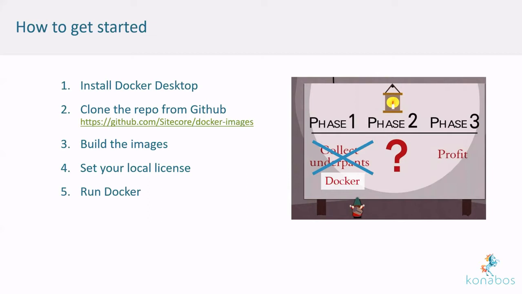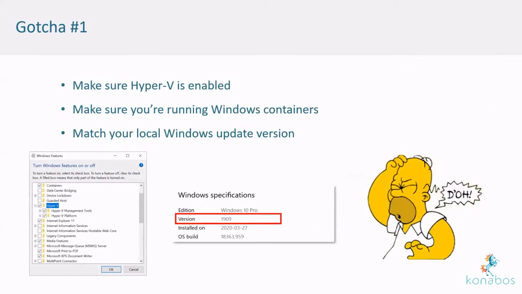So if you want to get started, install Docker Desktop. That's a prerequisite. That's going to be required, obviously. Clone the repo from this GitHub repo. Build the images. Set your local license file, and then you can run Docker. It's a couple of simple commands. I'll show you that in a few minutes. So it doesn't seem that hard, but when you're going through this, it's a new set of technology, so it's going to be a bit more tricky.